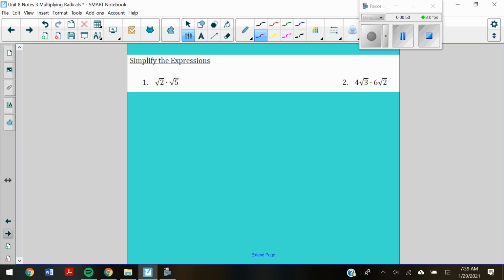All right, so if we look here, there's nothing outside of my radical, so we're just going to multiply the 2 times the 5. Can 10 break down into perfect radicals or pairs or anything like that? No, it can't. So then that's going to be our solution. All right, if we look at 2, we do have numbers outside. So we're going to take our 4 times 6, and we get 24. And then we're going to take our 3 times 2, and we end up with 6. Now the radical of 6 doesn't break down, so then this ends up being our solution here.